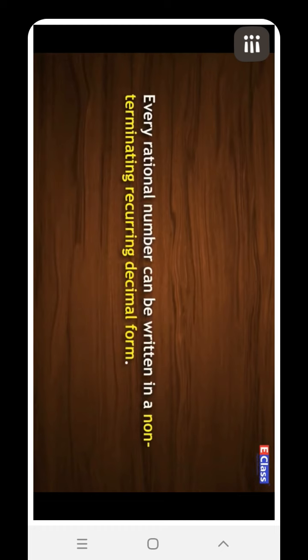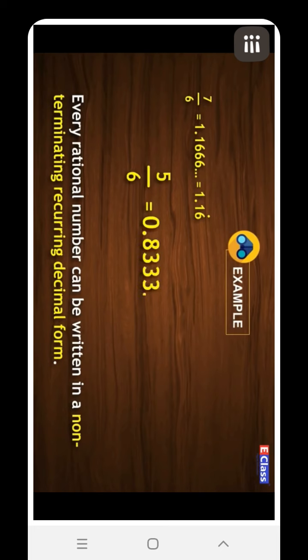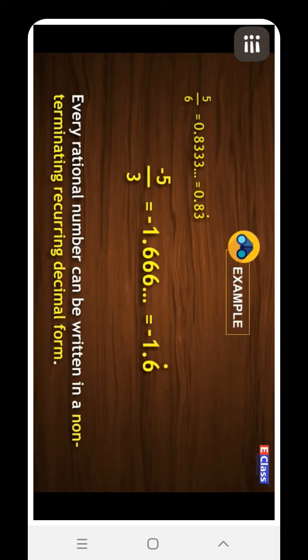We know that every rational number can be written in a non-terminating recurring decimal form. For example, 7 by 6 is equal to 1.1666..., which is equal to 1.16 dot. 5 by 6 is equal to 0.8333..., which is equal to 0.83 dot. Minus 5 by 3 is equal to minus 1.666..., which is equal to minus 1.6 dot.